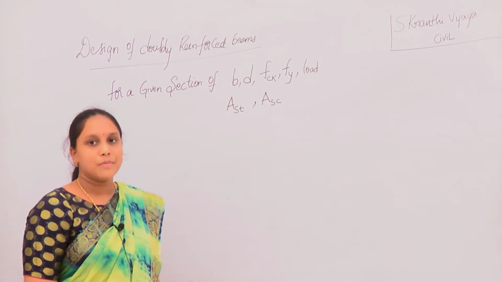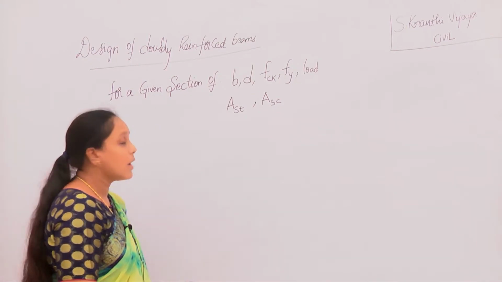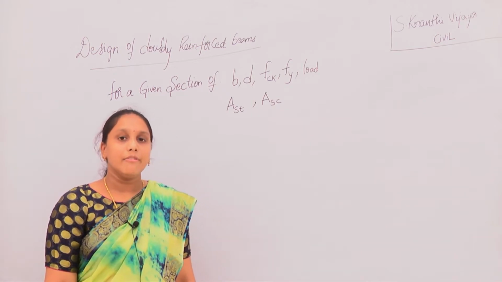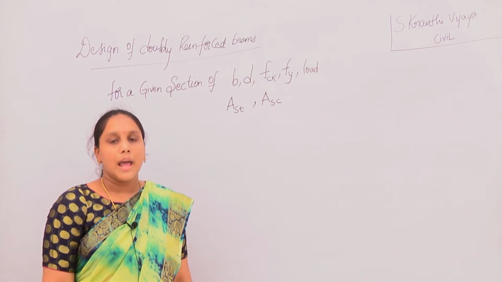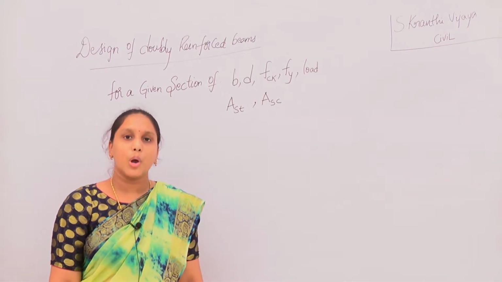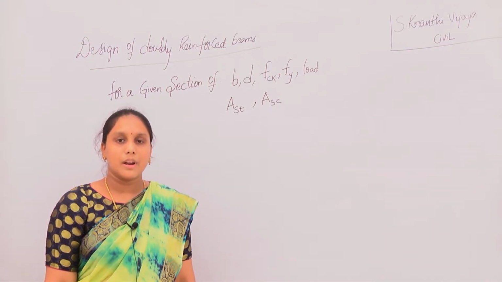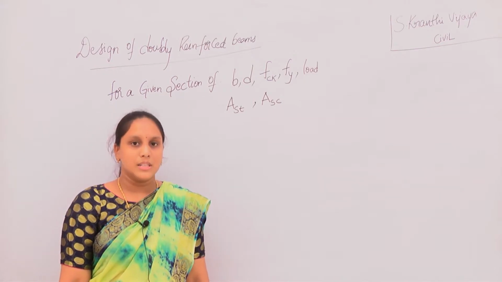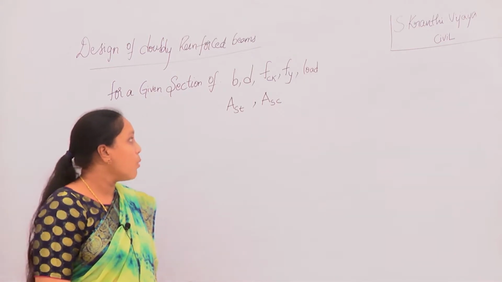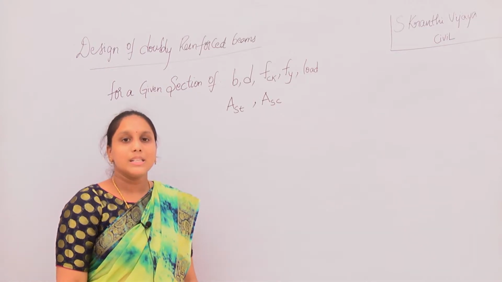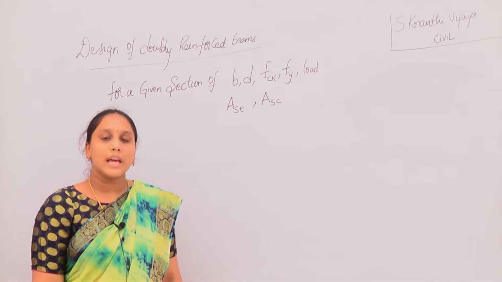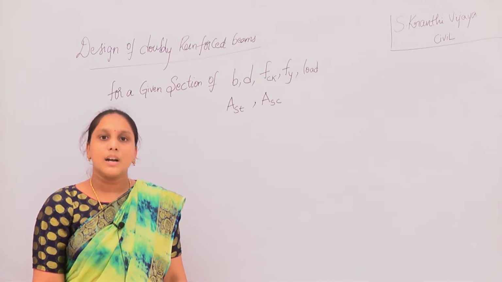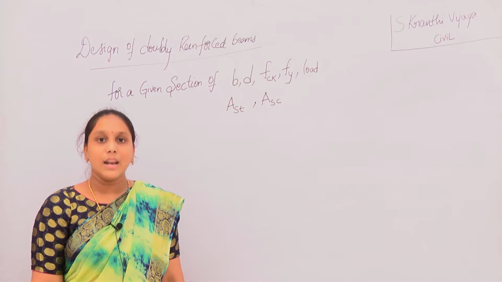What is the next step? Now compare MU and MU limit. If MU is greater than MU limit, then you have to design for a doubly reinforced beam, which you have already learned in the previous sessions. If the moment is greater than the limiting moment, there will be an additional moment which has to be resisted by the compression and the tensile steel.